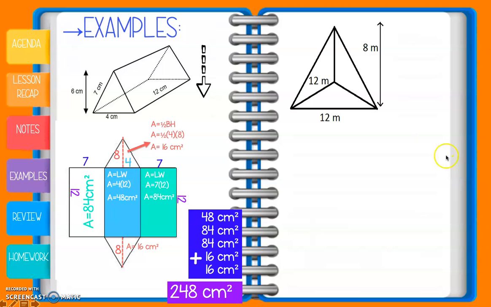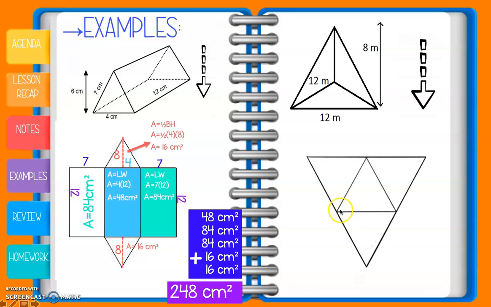Okay, let's take a look at a triangular pyramid. First thing we're going to do, I know it's a triangular pyramid because the base is triangular and the sides are also triangular, so it's a triangular pyramid. I'm going to draw my net. So my net has a triangular base, and then I attach my 3 triangular sides.